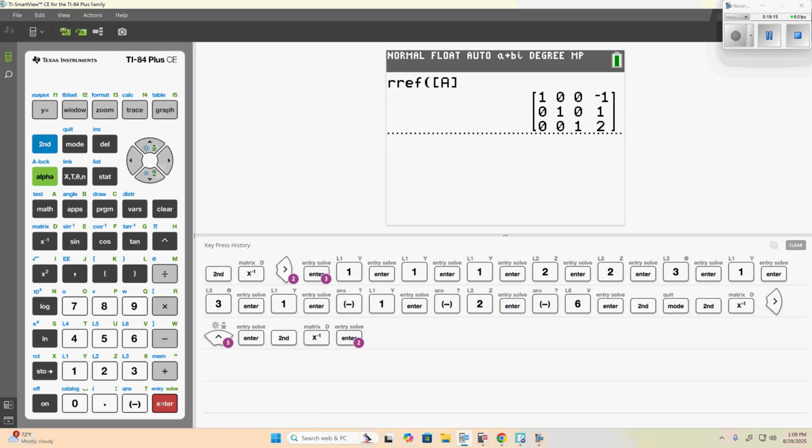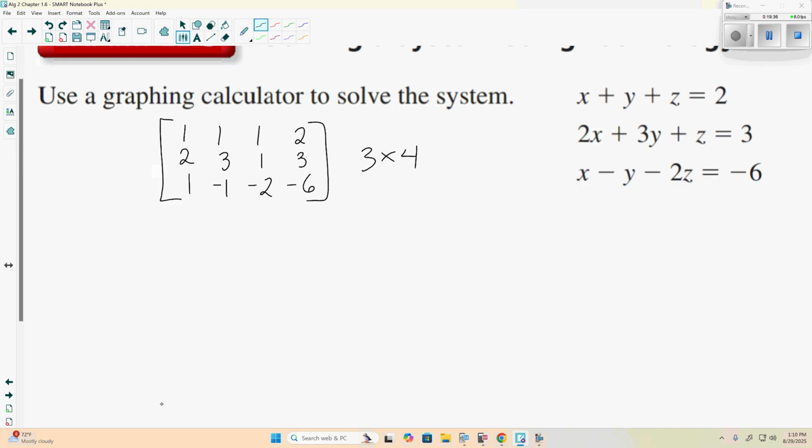So we all have something that looks like this here, yes? Now since we put it in x, y, z, x was first, y was second, z is third, going down that last column, x, y, z. So negative 1, 1, 2. That is the solution for this system. That is the x, y, z that makes all three statements true.